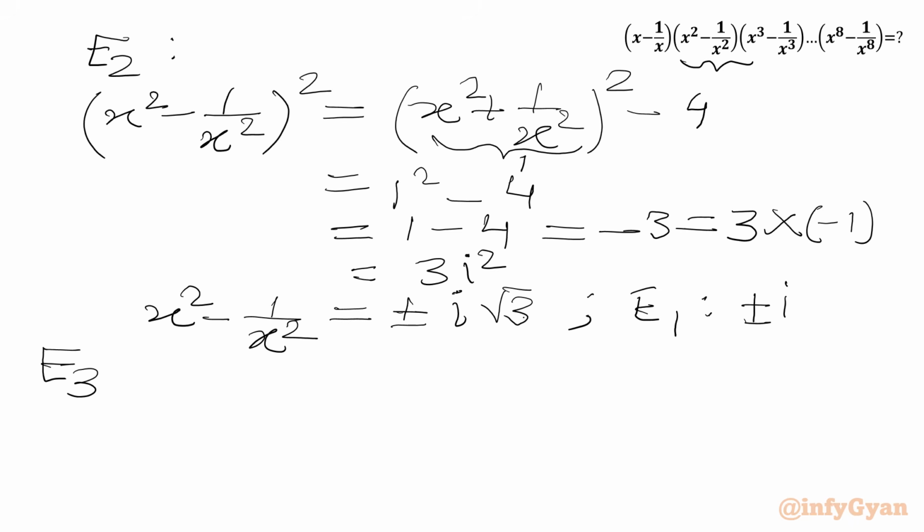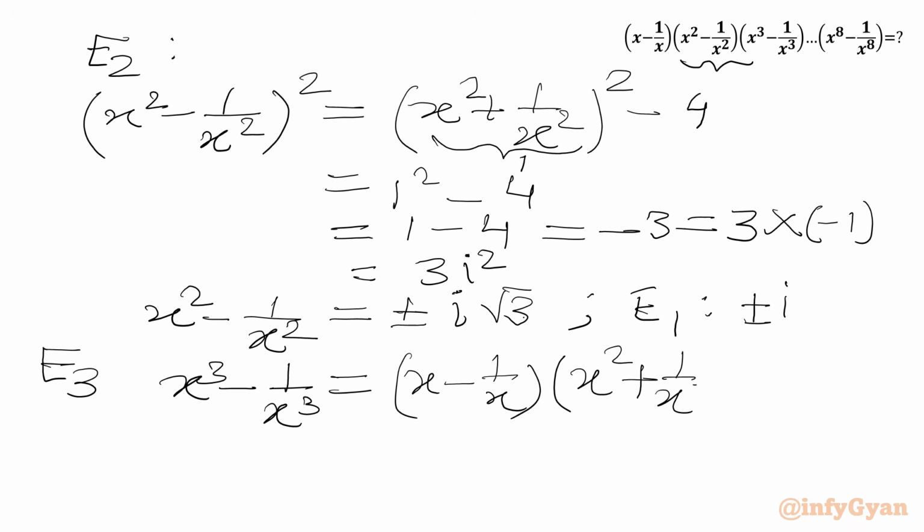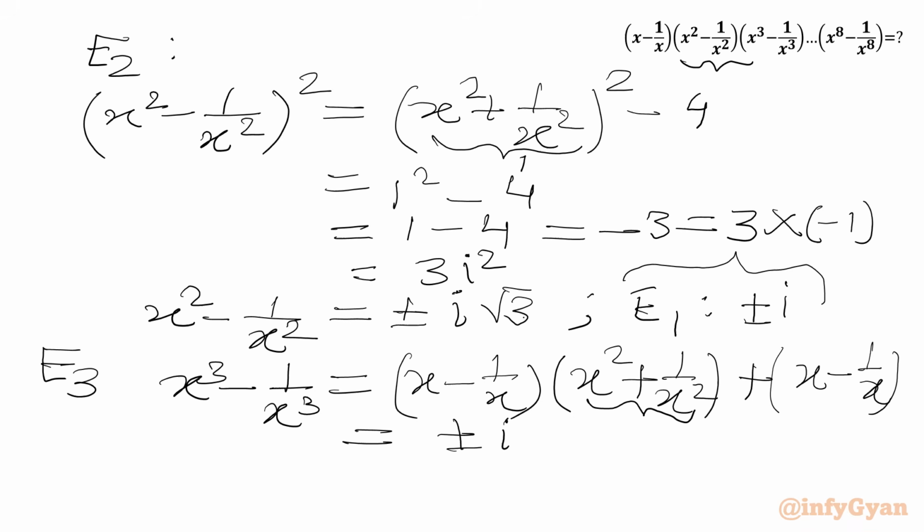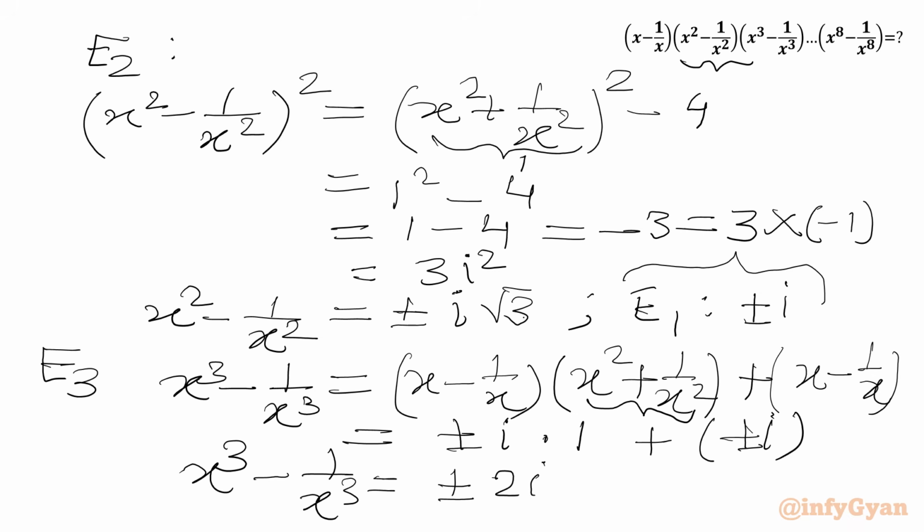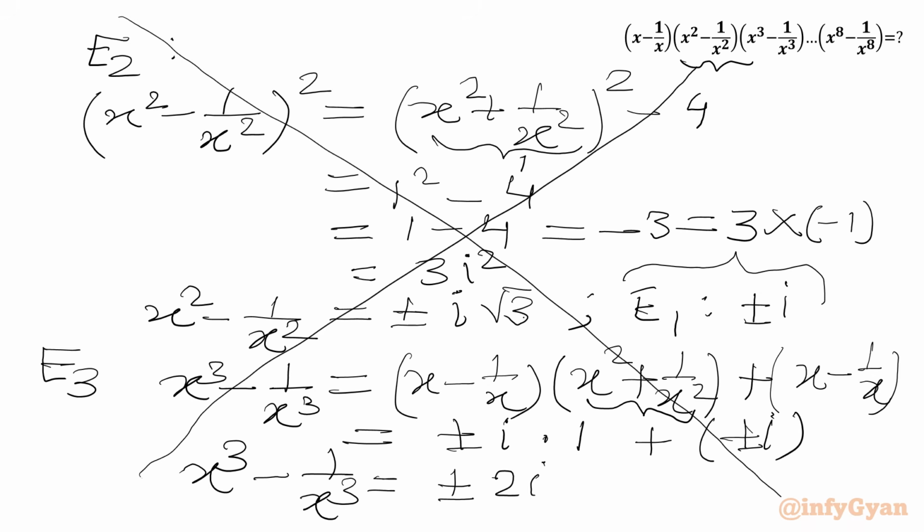Now our target is to find E3. So E3 is x cube minus 1 over x cube. We'll use the algebraic formula and write x minus 1 over x times x square plus 1 over x square plus x minus 1 over x. Now E1 is x minus 1 over x and E1 is plus or minus i. So we'll write here plus or minus i. x square plus 1 over x square is 1, plus or minus i. So we have addition of plus or minus i with plus or minus i. We will get plus or minus 2i. Is this the correct path or the shortest path to get our answer? No, it is not. Still we have to find the remaining 5 values E4, E5, E6, E7, E8.